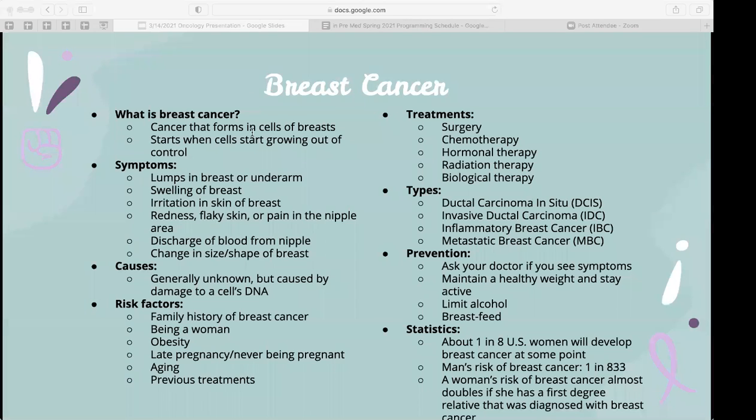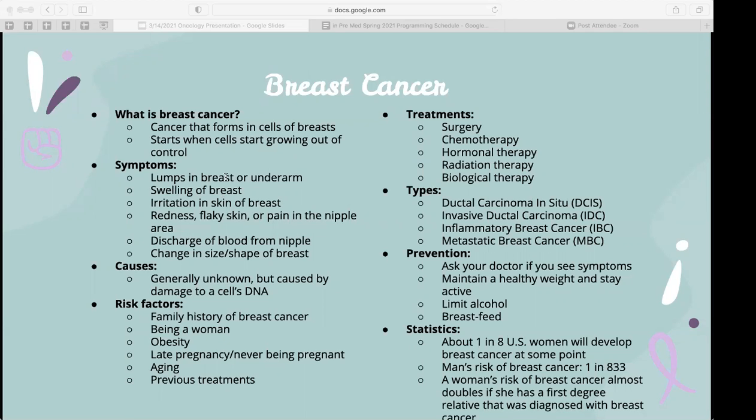In surgery, doctors would cut out cancer tissue. Chemotherapy is when medicines would shrink or kill cancer cells, while hormonal therapy blocks cancer from getting hormones that they require to be able to grow. Radiation therapy uses high energy rays to kill the cancer cells, and biological therapy helps with the side effects of treatment and can work with your immune system to help it fight cancer cells.